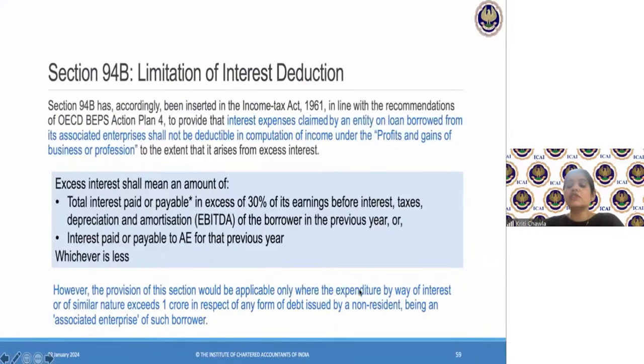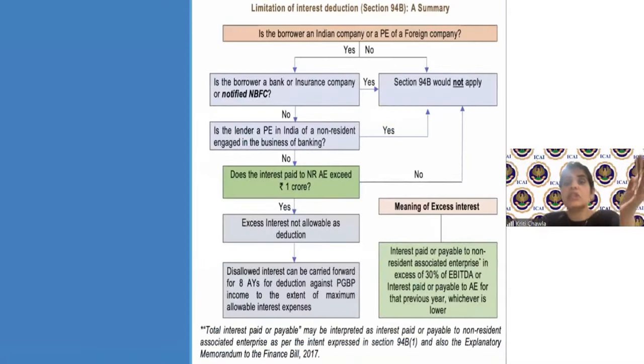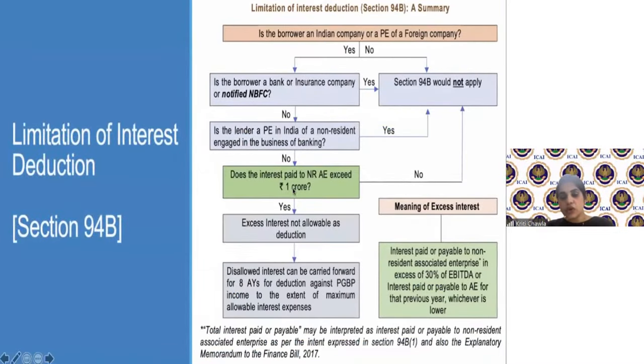The provision of this section would not be applicable where the interest expenditure does not exceed 1 crore rupees. So this particular section will only be applicable if the interest is more than 1 crore rupees. So you tell them, is the interest more than 1 crore rupees? Well, yes. Well, then interest deduction not allowed. Excess interest deduction will not be allowed.